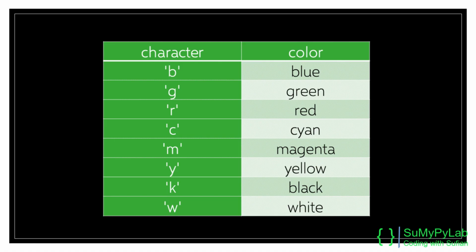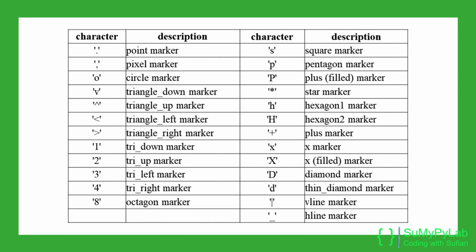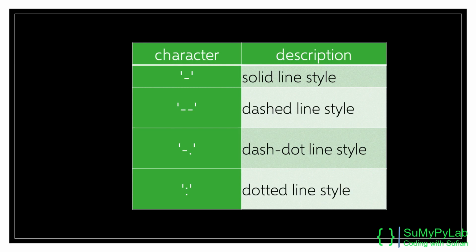Here is a list of commonly used color codes for your ready reference. You may note these by pausing the video. And these are the available markers that can be used in our charts. In our examples, we have used just a few markers. Here is a complete list for your ready reference. The characters that can be used for different line styles are shown on the screen.